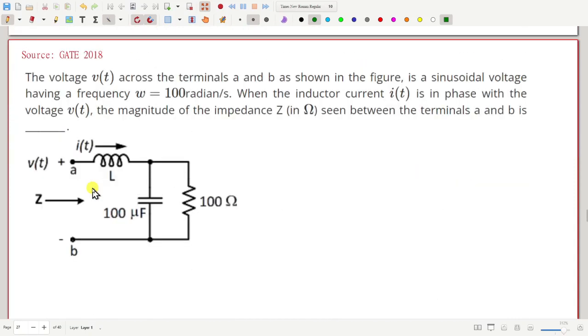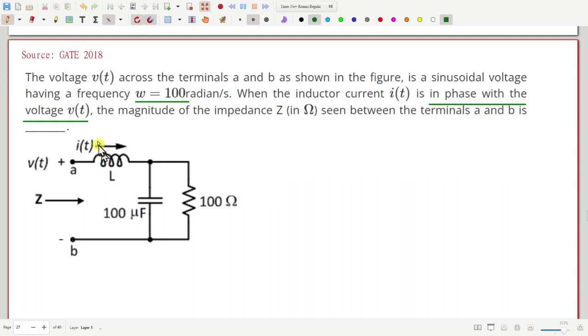Okay, now here is another question. It is said that the voltage between AB, Vt, is sinusoidal, omega is given as 100 radian per second, and this current IT is in phase with voltage Vt. So Vt and IT are in the same phase. When is that possible? Only if the overall impedance is resistive. So the overall impedance should be resistive.